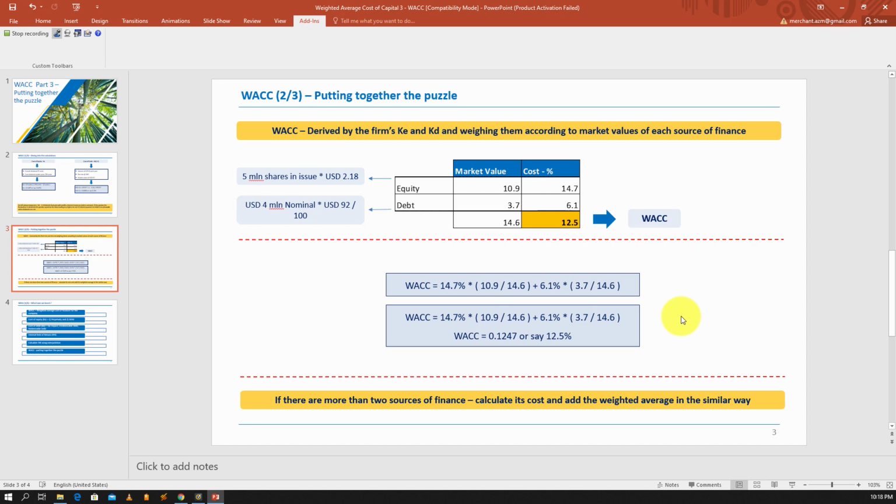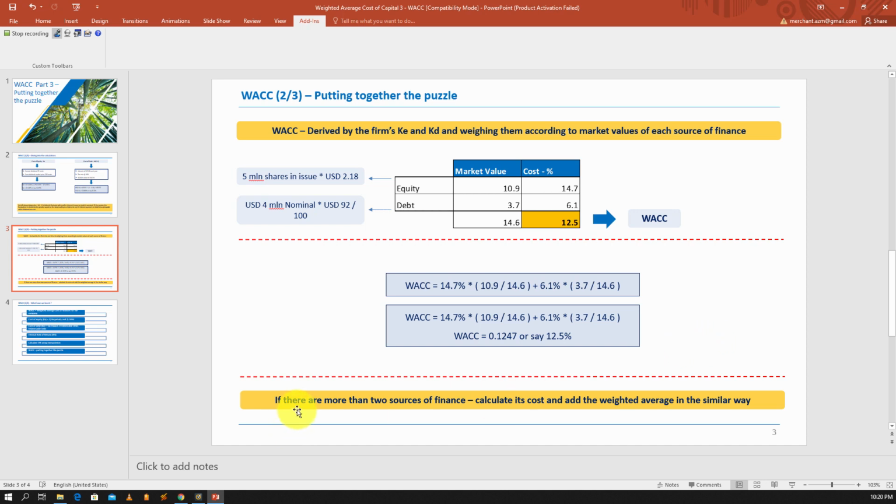So we came up with a WACC of 0.1247, or say 12.5%. So this is your cost of equity. Now you have to weigh it according to the market value of each source of finance, right? So we wrote 10.9 in the numerator, which is the market value of equity, divided that by the total capital, which is market value of equity plus the market value of debt. You do the same for cost of debt, and you add up the products of both, and you come up with a WACC of 12.5%.